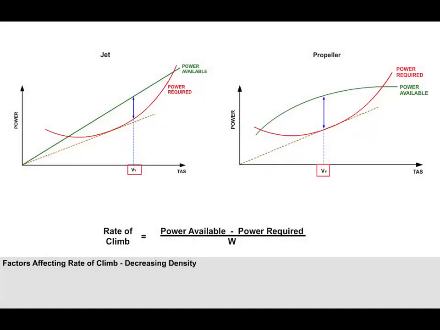Density is another important factor that affects the rate of climb. However, density also affects a lot of the variables in the formula for the rate of climb. Shown here is an expanded rate of climb formula, reminding you that power available is thrust multiplied by true airspeed, and that power required is drag multiplied by true airspeed.